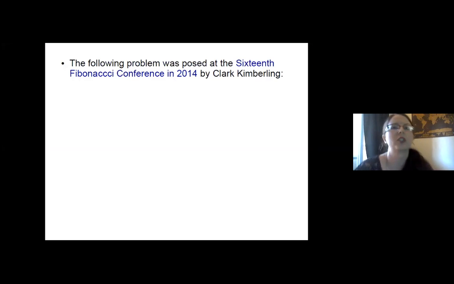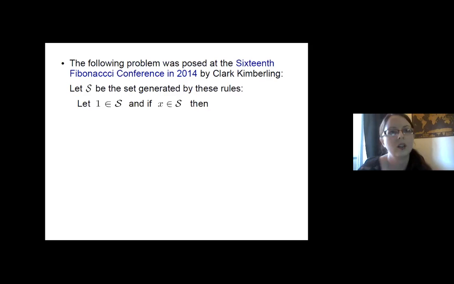So the problem in question was posed at the 16th International Fibonacci Conference in 2014 by Clark Kimberling. So we're going to start with the set S, and it's a set of integers, and it's generated by the following rules. So we start with S containing only the element 1, and then for any element X in S, we assume that 2 times X is in S, and 1 minus X is also in S.